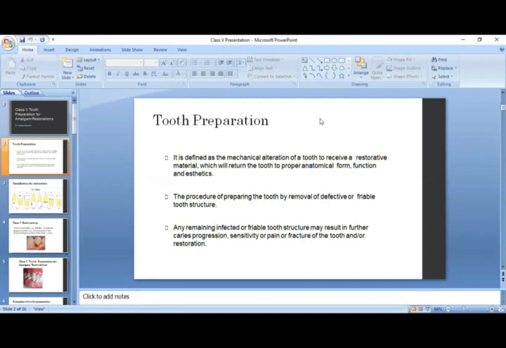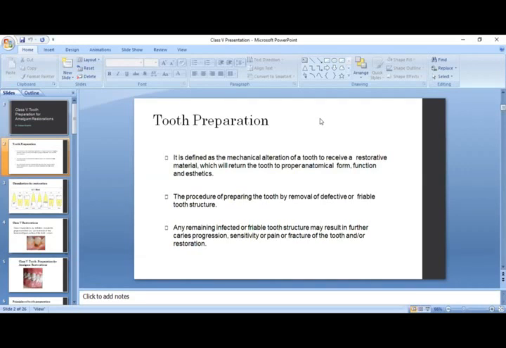So tooth preparation is defined as the mechanical alteration of the tooth to receive a restorative material which will return the tooth to proper anatomical form, function, and aesthetics. So that means if we are going to design a cavity, if we are going to prepare a tooth, that should behave the same before and after the restoration or before and after the filling material. So that's how we design, that's how we prepare the tooth. So there is no difference between before and after the restoration.